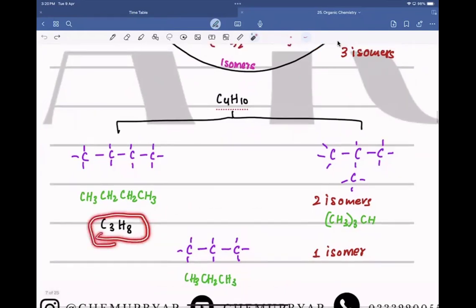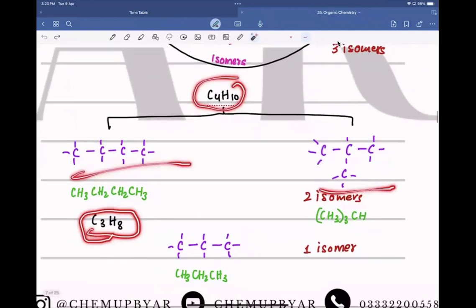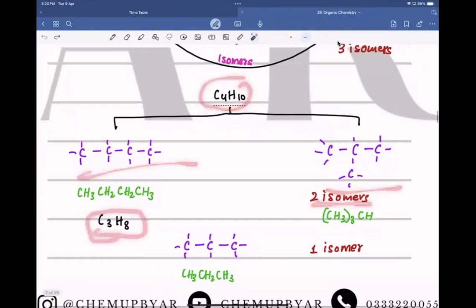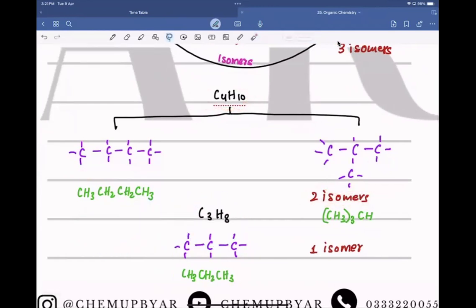No, we are talking about a different compound. C4H10 has only two isomers, these two. Okay sir, okay. This is a different compound, okay? Okay sir.